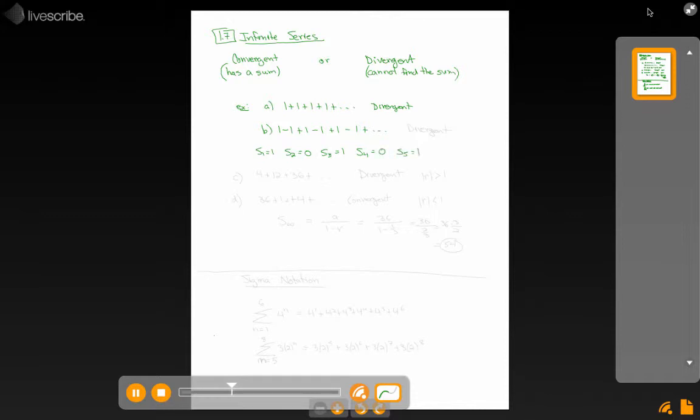It bounces back and forth, oscillates between 0 and 1, 1, 0. There's no way of saying what the infinite sum is going to equal. Is it going to equal 0? Is it going to equal 1? And so certainly we would also say that this one is divergent.